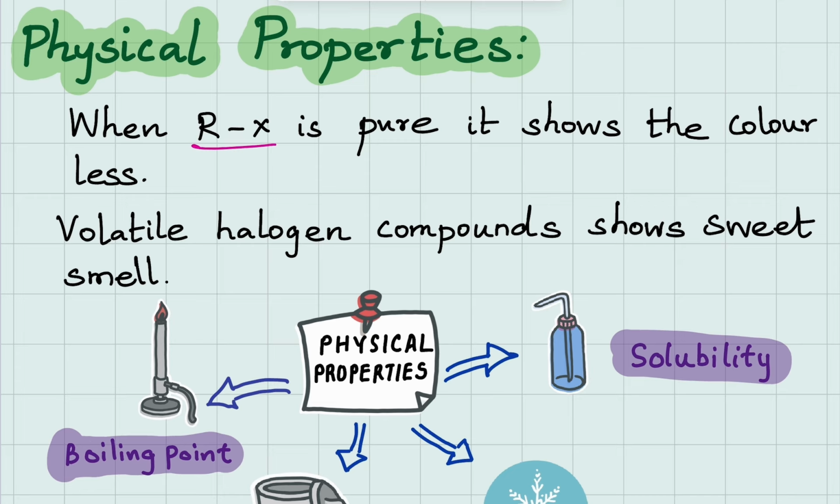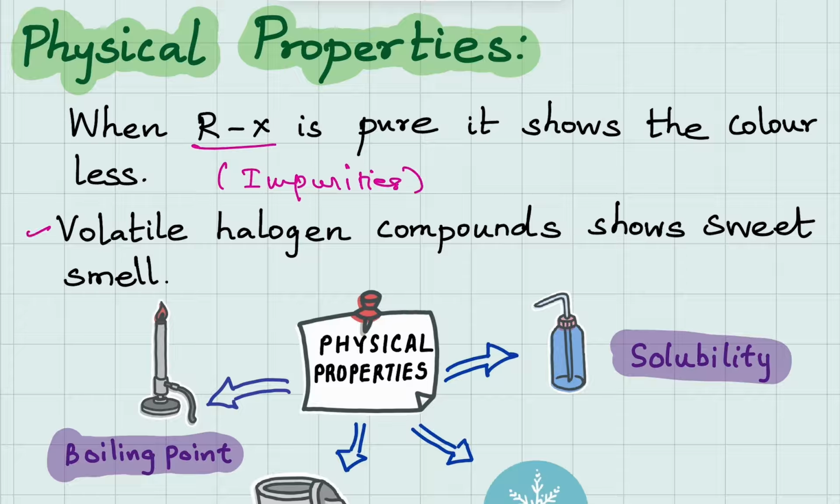If a halogen compound appears colored, it indicates that impurities are present, which means decomposition of the products has occurred. So if alkyl halides appear in the form of color, it means that impurities are present. And the next thing is the odor.